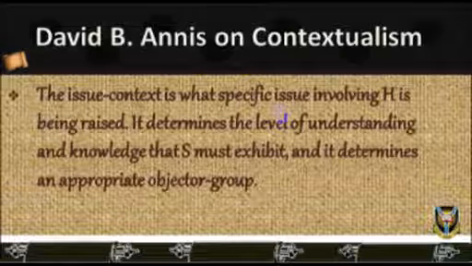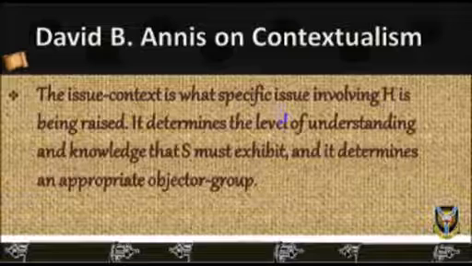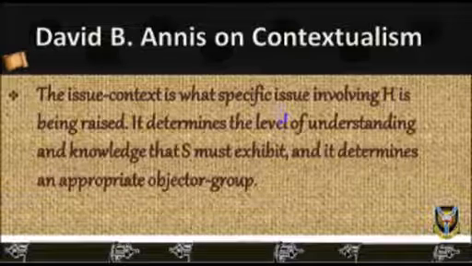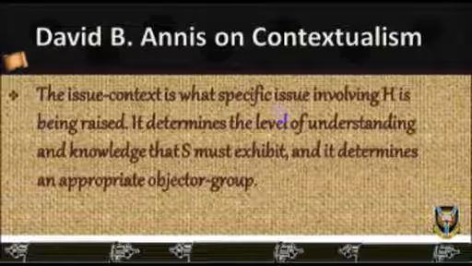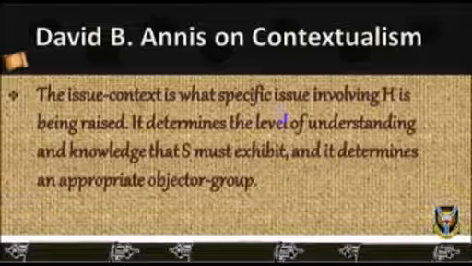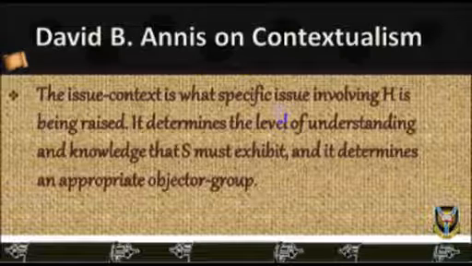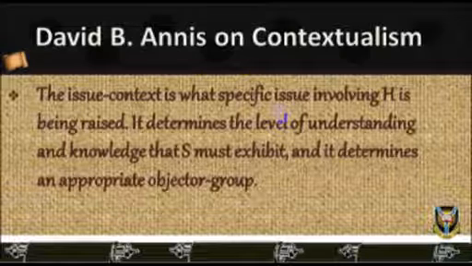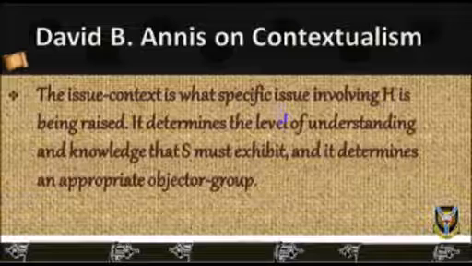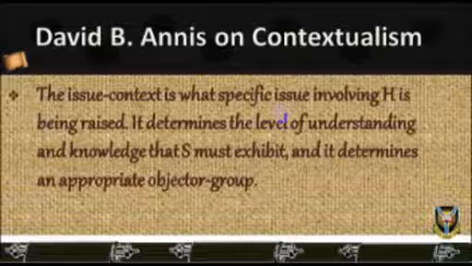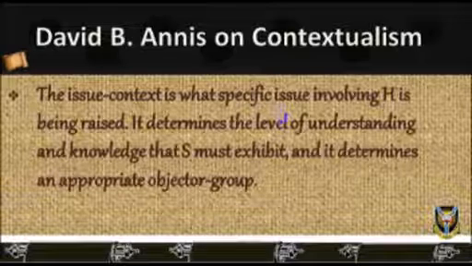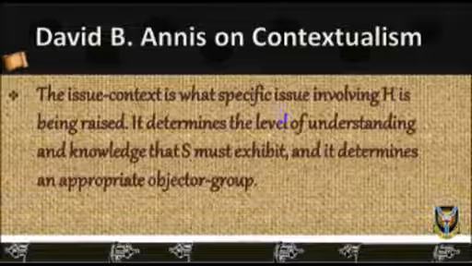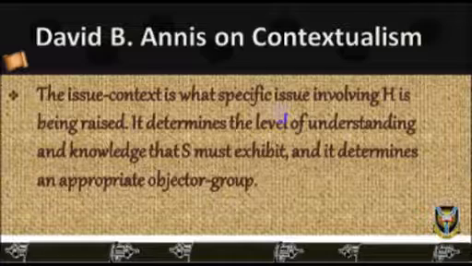Thus, relative to one issue context, a person may be justified in believing H but not be justified relative to another context. The issue context is what specific issue involving H is being raised. It determines the level of understanding and knowledge that S must exhibit, and it determines an appropriate objector group. For example, in the context of the examination for the MD degree, the appropriate group is not the class of ordinary non-medically trained people, but qualified medical examiners.